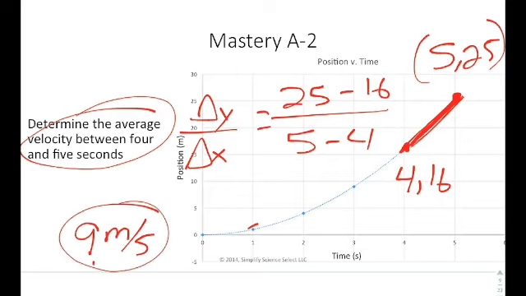Now if you look, this average slope between 4 and 5 seconds is very different from the slope right here. The slope right here is much, much smaller than the slope right here. So what we can say is, in this particular graph, the object is actually increasing its velocity, hence the curve.